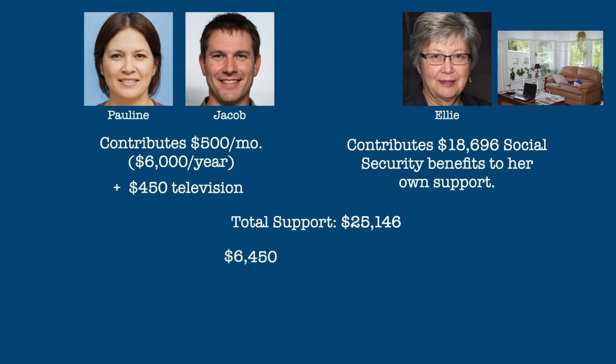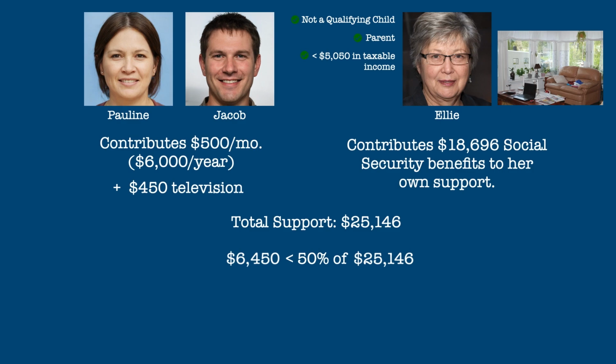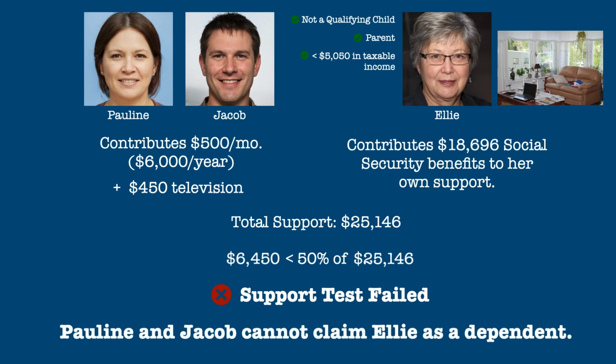Pauline and Jacob's $6,450 contribution to Ellie's support is less than 50% of her total support of $25,146. Even though Ellie meets all the other tests for Pauline and Jacob to claim her as a qualifying relative, she fails the support test. Therefore, Pauline and Jacob cannot claim Ellie as a dependent.